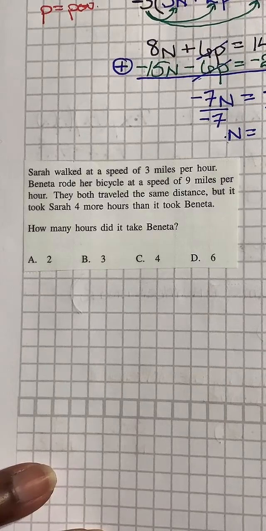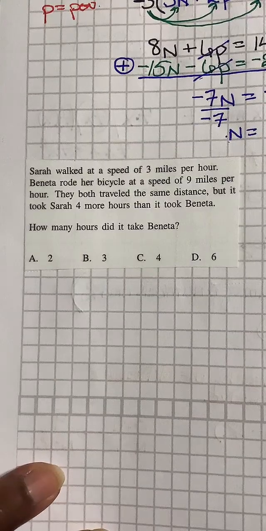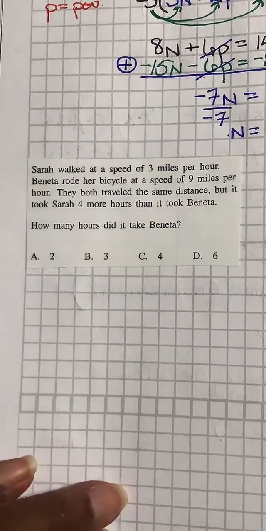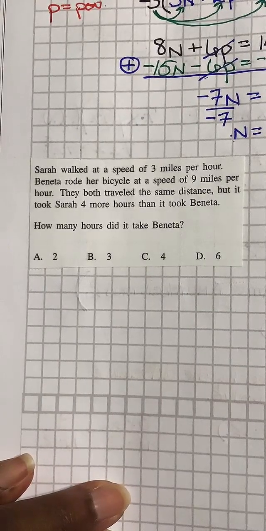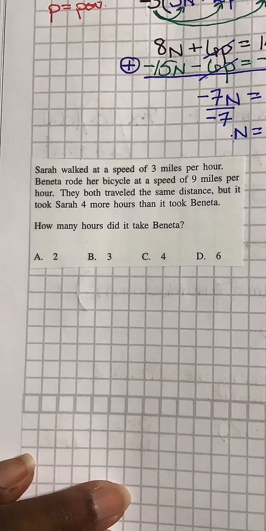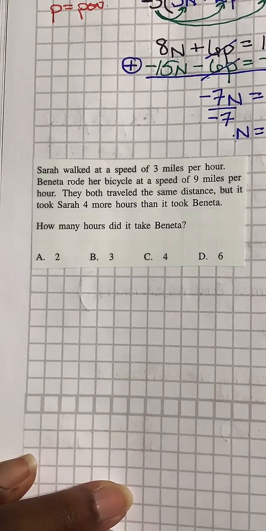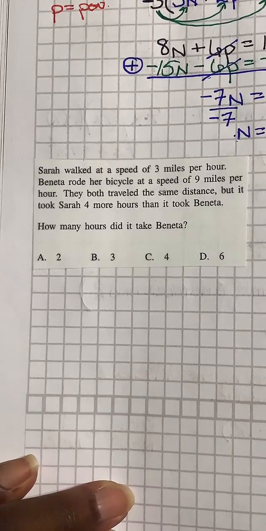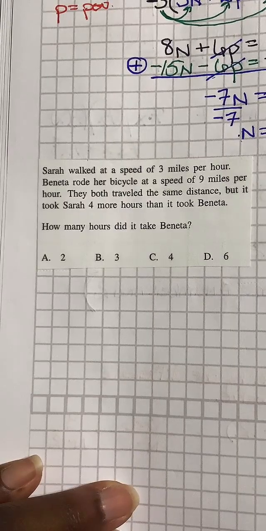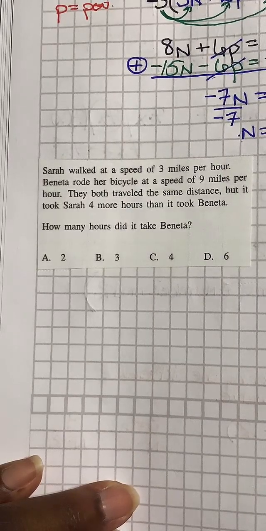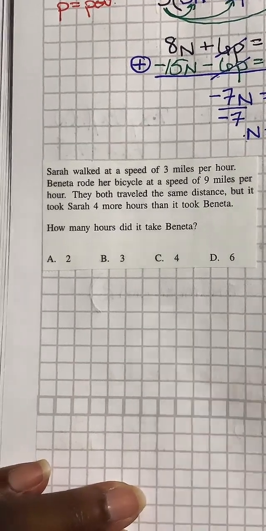All right, so this time we have Sarah walked at a speed of 3 miles per hour. Benita rode her bicycle at a speed of 9 miles per hour. They're both traveling the same distance, but it took Sarah 4 more hours than it took Benita. How many hours did it take Benita? Okay. You get a problem with word problem solving.